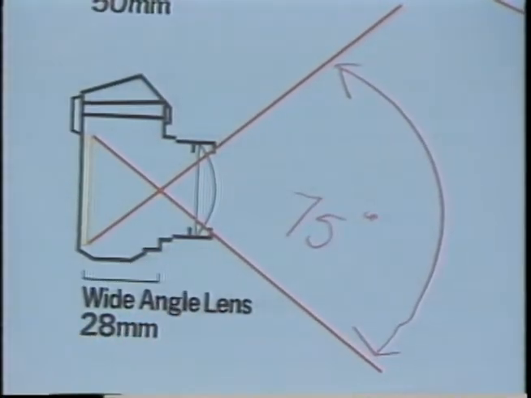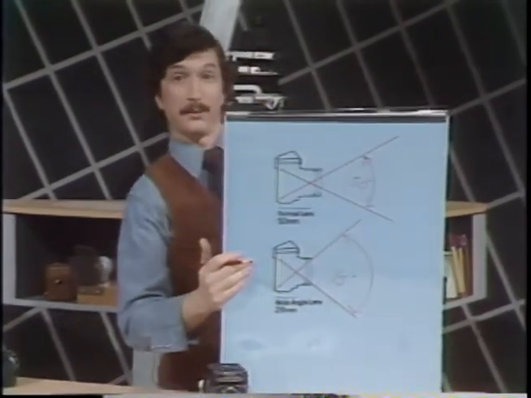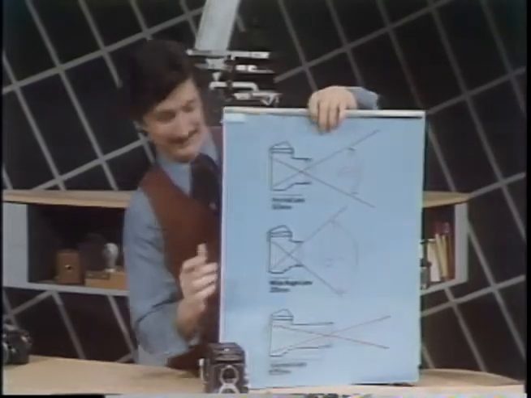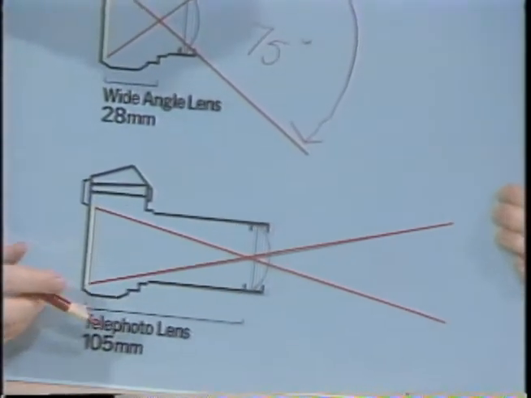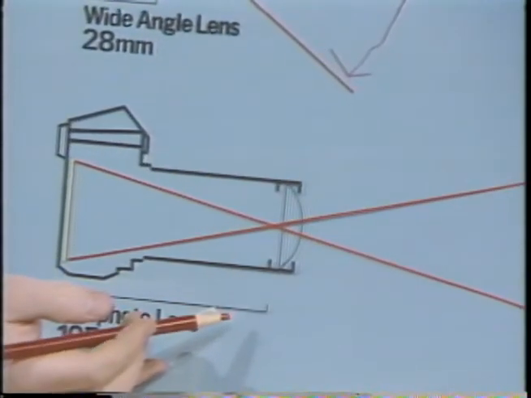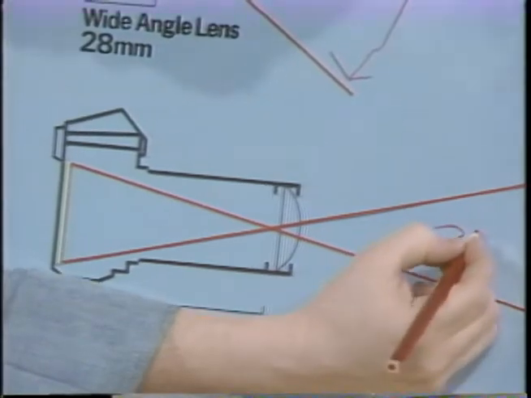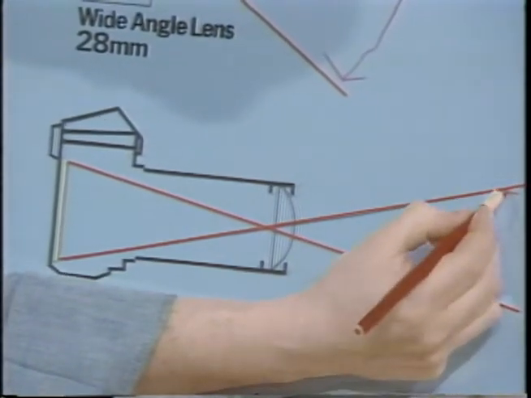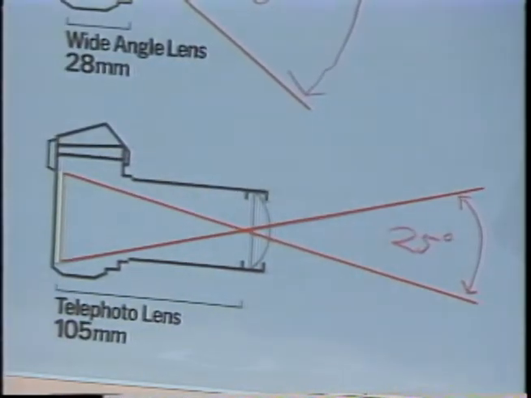Wow, you can see the difference right away. The telephoto lens, coming up. Isn't this a nice way to show it? The telephoto lens, much longer of course, has a much narrower angle of view. In this case, about 25 degrees. At a glance, you can see the difference.